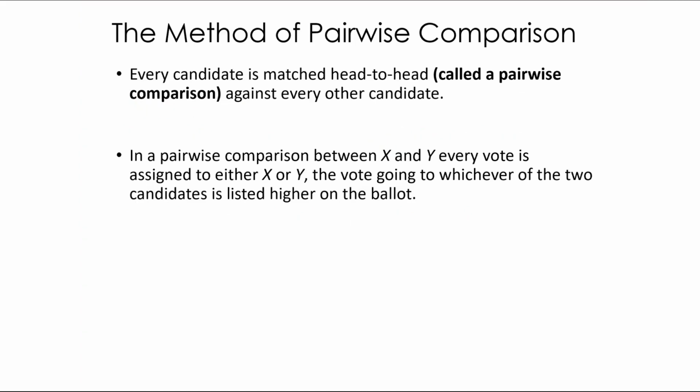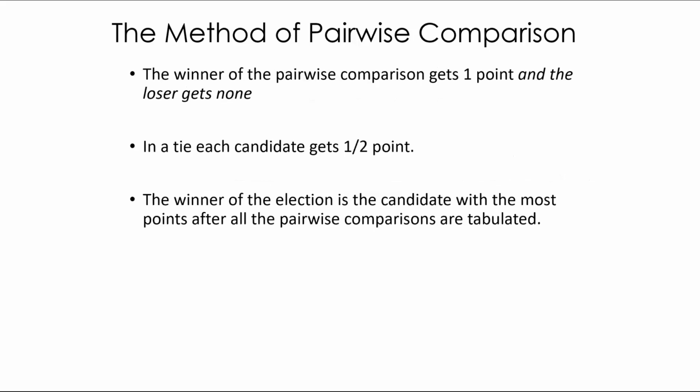So in pairwise comparisons, the goal here is that every candidate is actually matched head-to-head against every other candidate. If we're looking between X and Y, then every vote is either assigned to X or Y, and the vote goes to whichever is listed higher on the ballot. The winner of the pairwise comparison gets a point, and the loser gets none. If it's a tie, you get a half point. The winner is determined by the candidate with the most points after the pairwise comparisons are added up.